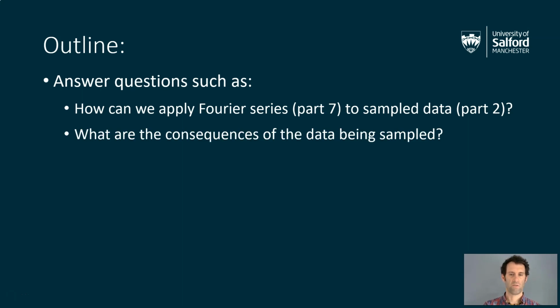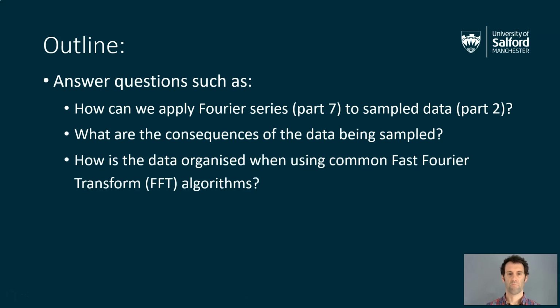What are the consequences of this data being sampled? What's that going to do for the Fourier series? And how is this data organised when using the common Fast Fourier Transform algorithm and the implementations you often see?